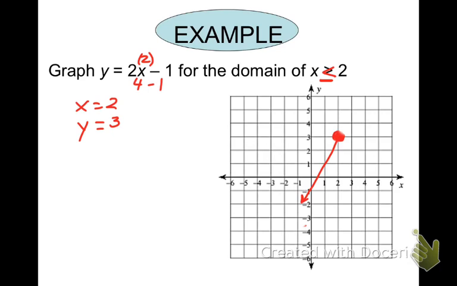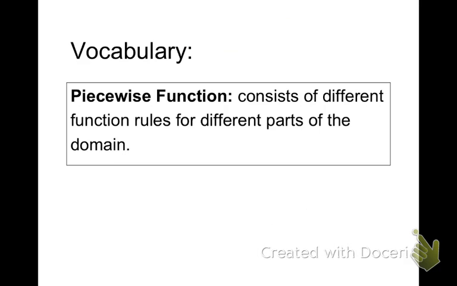If I make it an equals to, then I'm going to include the point at 2 and make it a closed dot. So what we're doing is we're taking a chunk, or a section, or a piece of a function. In this case, it's a linear function. And when we take a piece of a linear function, we're going to create a special function, which is called a piecewise function.